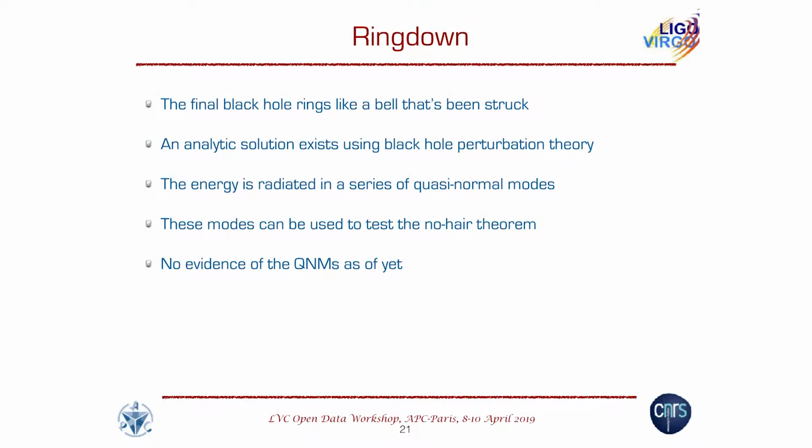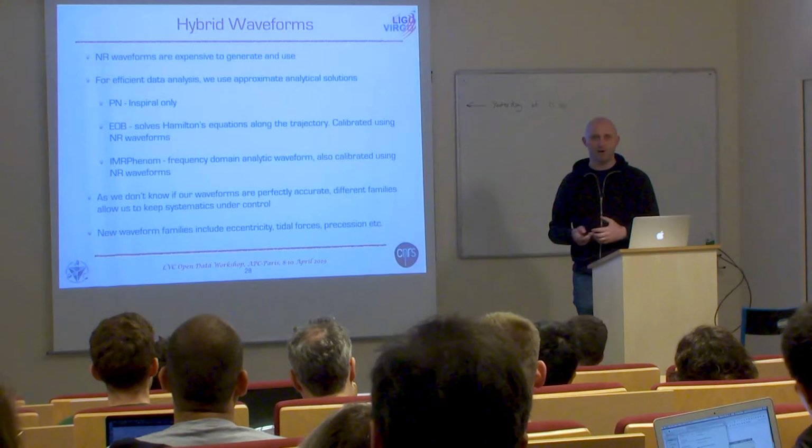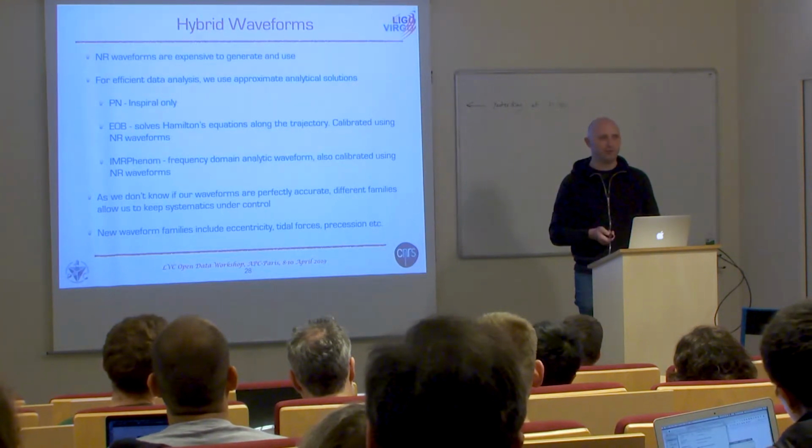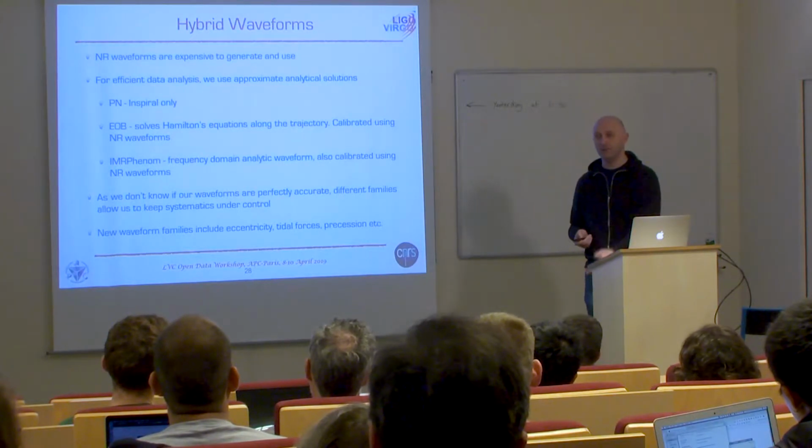As I said, the ring down is when the final black hole is oscillating back to a steady state and it's emitting gravitational waves. We have an analytic solution and the energy is radiated in a series of quasi-normal modes. To this point, we haven't actually seen the quasi-normal modes, but it's something that we hope to detect with future detectors. So numerical relativity waveforms are much more accurate than the analytical waveforms, but they're also very, very expensive to generate. They're also very expensive to use.